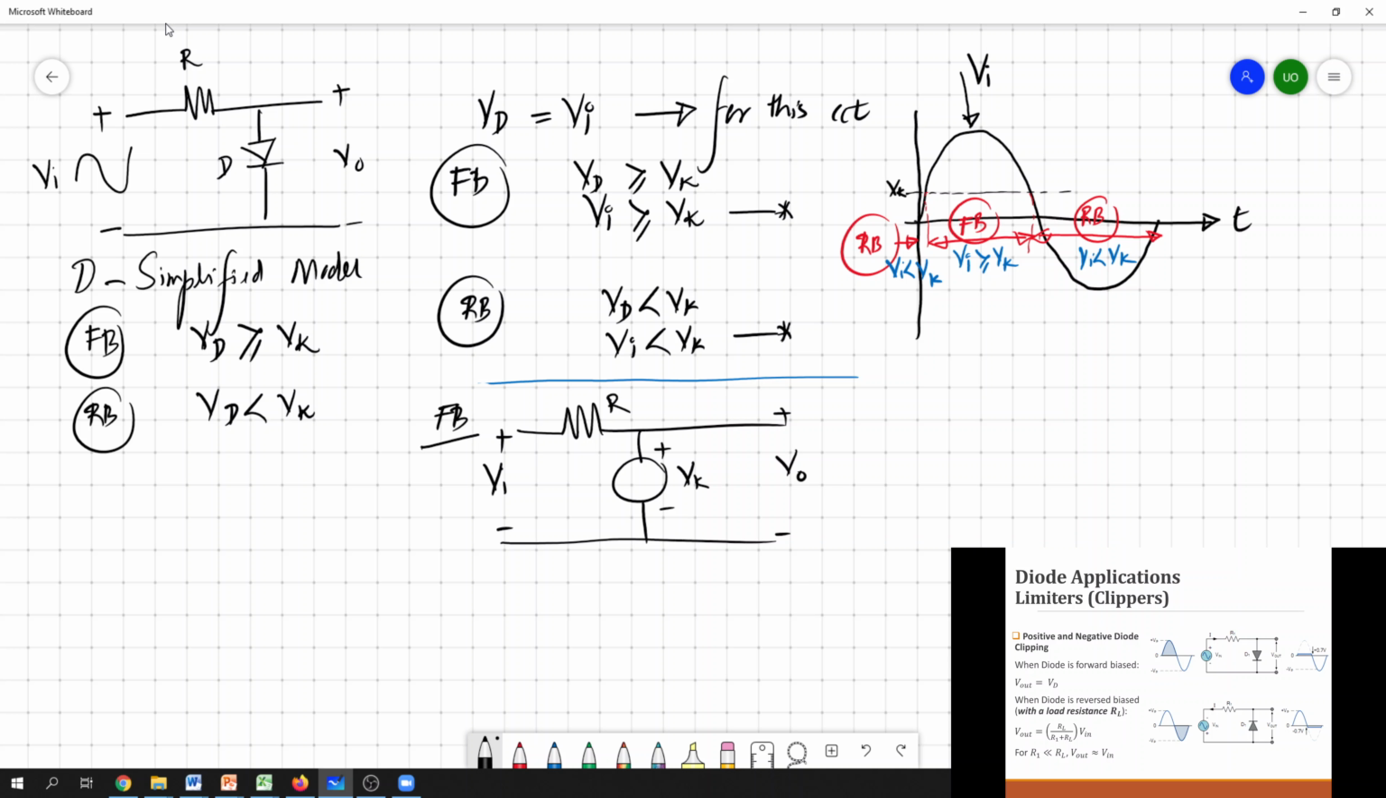Okay, so we can replace the diode with a fixed DC source of Vk because it's forward biased. So for this particular case, V out should be equal to Vk. It's exactly equal to the value of the voltage source we connect across these two terminals. So V out should be simply Vk. Okay, so then we can just draw this. During this forward bias region, the output voltage equals Vk.